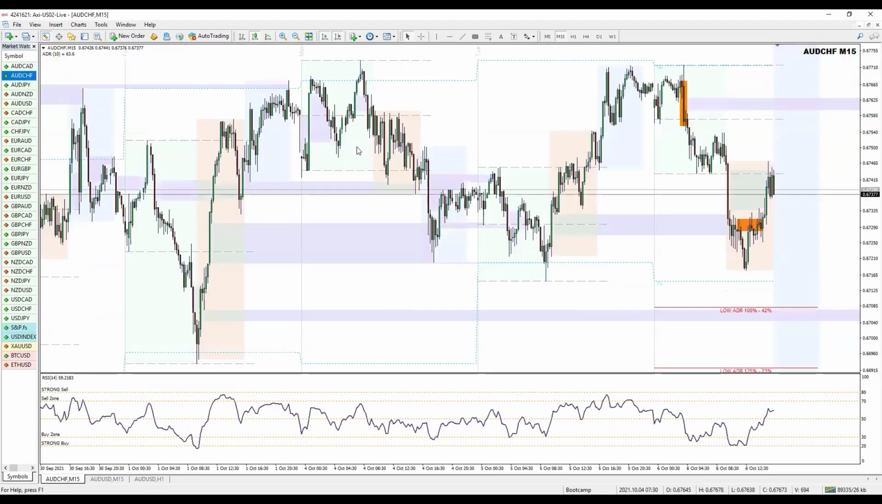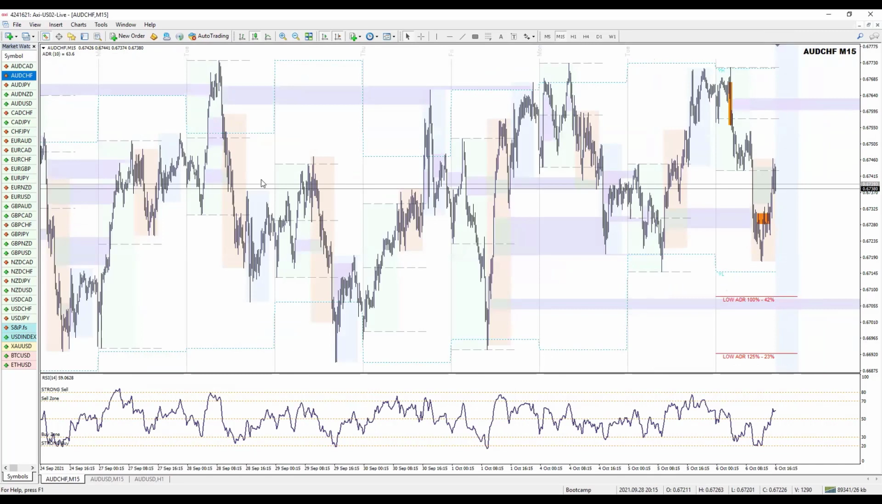So let's have a look at another pair like the Aussie Swiss. It doesn't matter which pair you look at, but you can see these gaps are clearly drawn on the chart, and these act like magnets for price. Starting from this point here, price pushed down hard. We had a propulsion candle, and then another propulsion candle, and then it continued to consolidate and push down and had another propulsion candle.